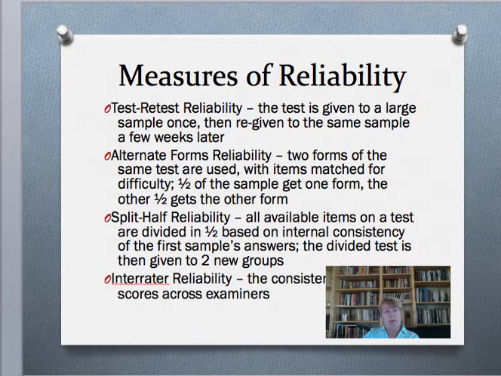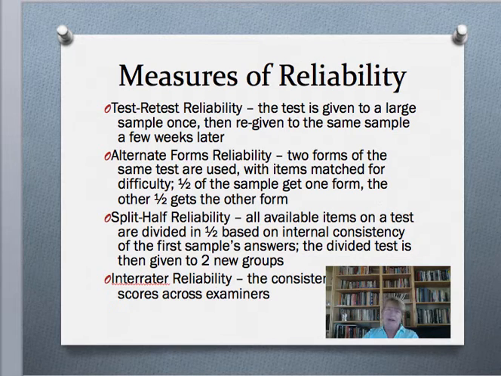Another way to test reliability is through alternate forms reliability. We take 2 forms of the same test, and you will see some of the tests that you all will be critiquing have a form A and a form B, or a Form 1 and a Form 2. They're essentially the same test, but the items are different on Form A versus Form B. They're different, but they're the same in the sense that they test the same skill and the same level of ability.